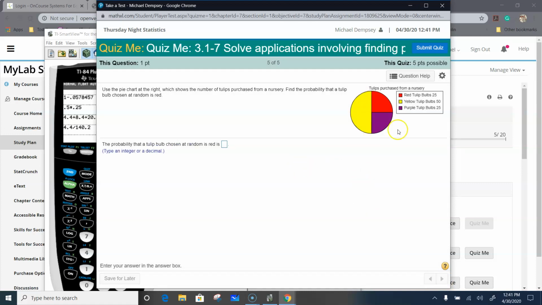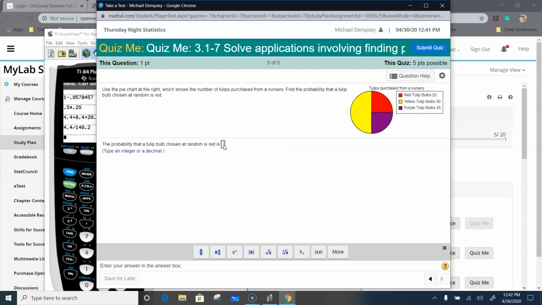So here we want to be careful. We have 25, 50, and 25. So it actually geometrically does look the way it is. So the probability that a bulb chosen at random is red, 25 out of 100, right? There's 100 total, so that would be 0.25 or 1/4.